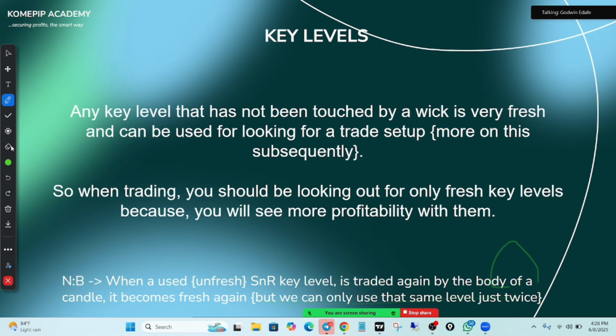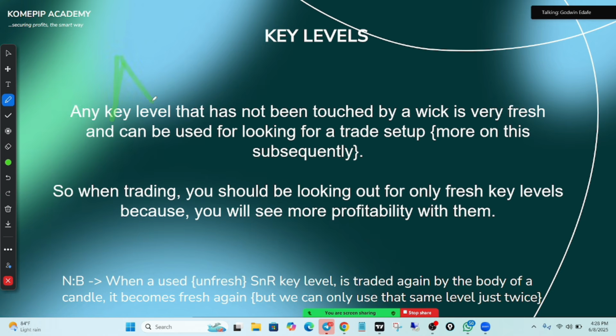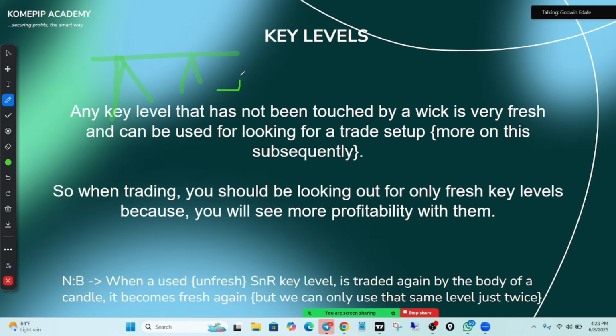So what this means is this: assuming we have a key level here, and this key level has been tapped by this. Now what we are saying is that if another body of the candle comes and closes like this, this level becomes valid again. Do you understand? It becomes valid again. That's the meaning of that statement. We'll get more of those examples subsequently.